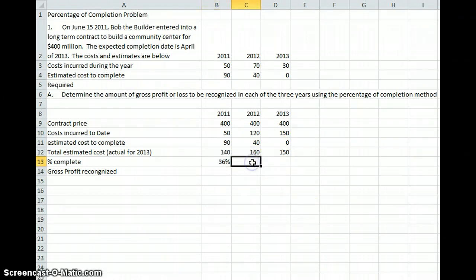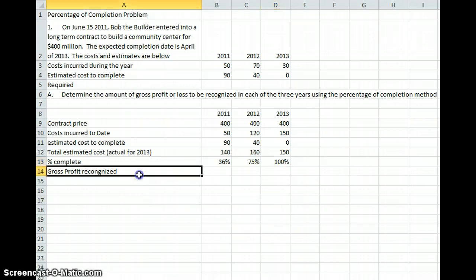We'll do the same thing for 2012. We'll say that we incurred costs of $120 million, and we believe that the total estimated cost is $160 million. So now we're at 75% complete. So here we have 36% done, now we have 75% done. And if we finish this out to 2013, our costs were $150, and we know now at the end of the project that our total costs were $150. That should give us 1, or when I give you a percentage, 100%.